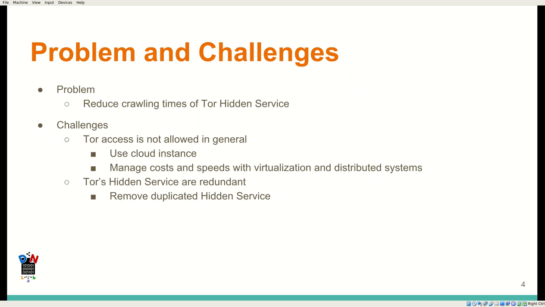Our problem is reducing the crawling time of Tor hidden service. There are several challenges in crawling Tor hidden service. Tor access is not allowed in general, so we use cloud instances. We need to manage cloud instances, and we need virtualization and distributed processing for cost and speed. And Tor's hidden services are redundant. Removing duplicated hidden service is a challenge.